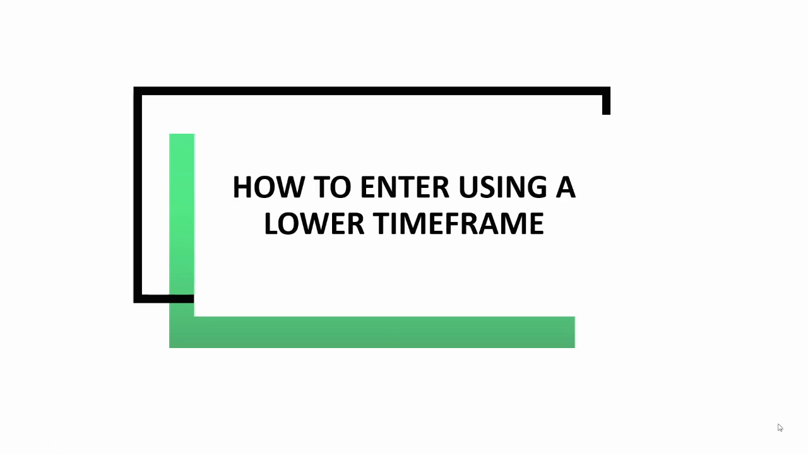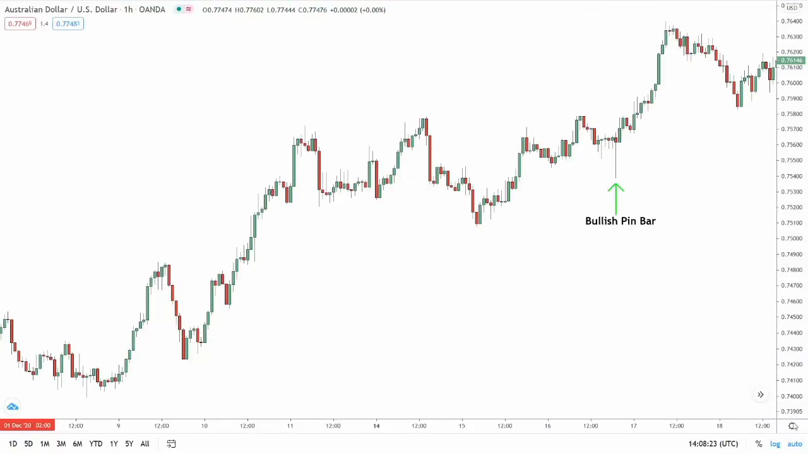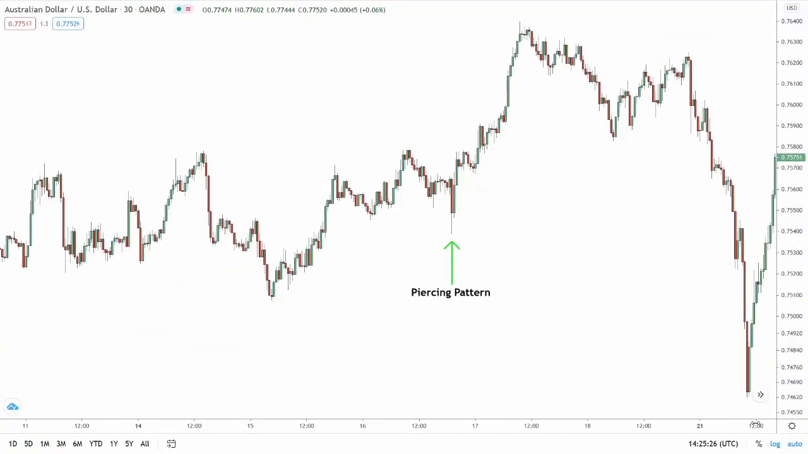See, in Forex, price is fractal, okay? How price changes is always the same. However, we view the changes differently depending on which time frame we're using. Candlestick patterns are a great example of this. Look at this pin bar on the 1 hour chart. Now here's how it looks on the 30 min. It's become a piercing pattern. Why has it changed? Because we're seeing price in more detail due to the lower time frame.